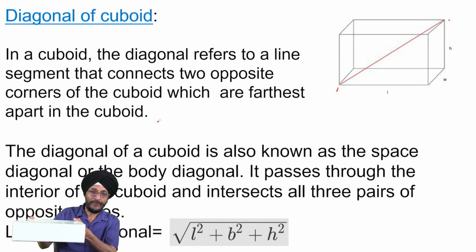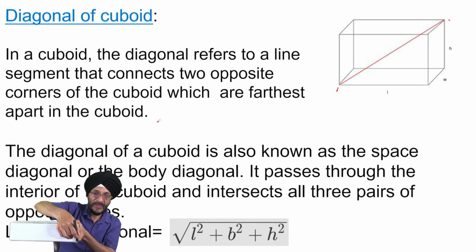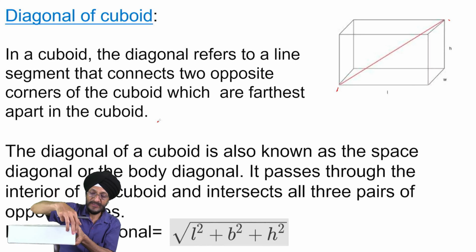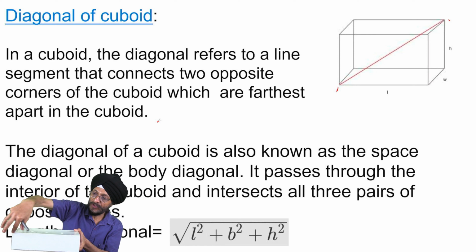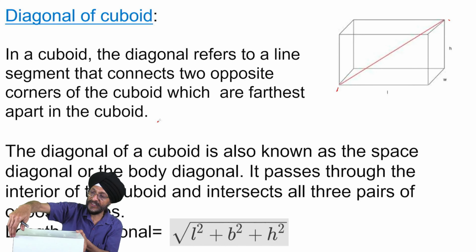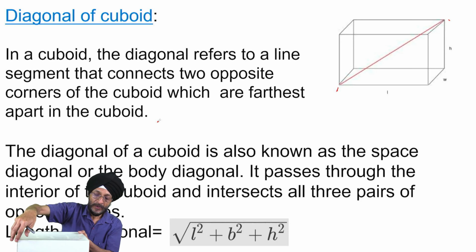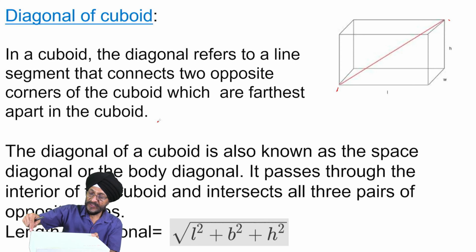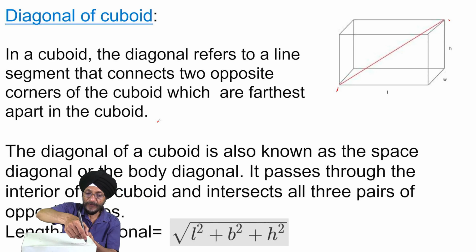Suppose this is the cuboid and we are starting from here. This is also opposite to this corner, but it is not the farthest. This is also opposite, but it is also not the farthest point in the cuboid, which is opposite to this point. But when we start from here and go to this point through the inside of the cuboid, it will be known as the diagonal, which will pass through the inside of the cuboid.